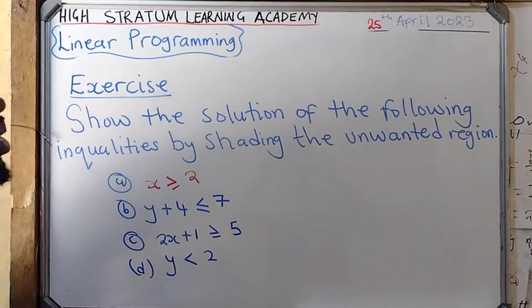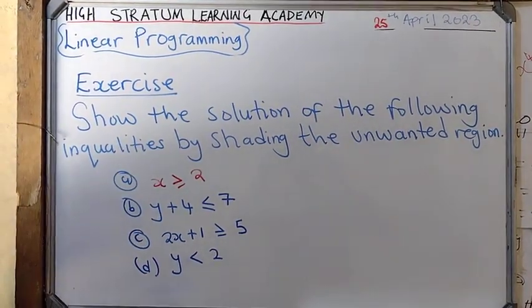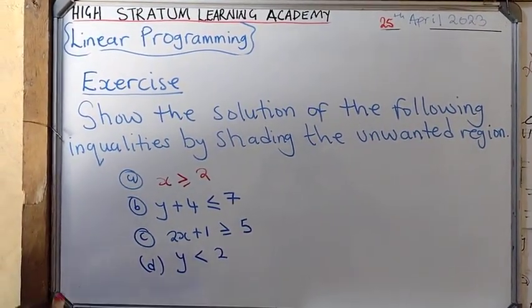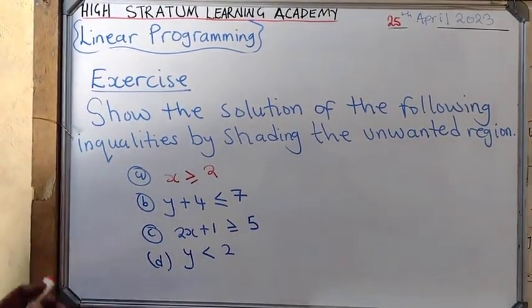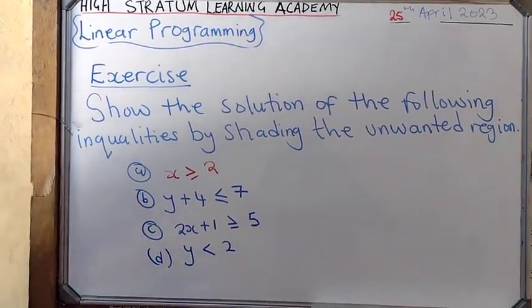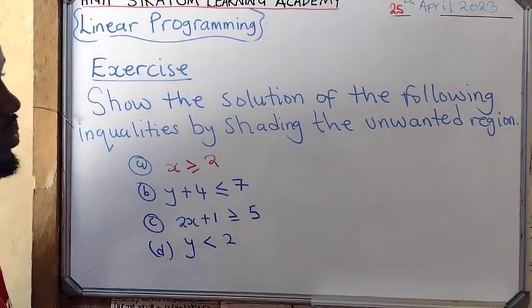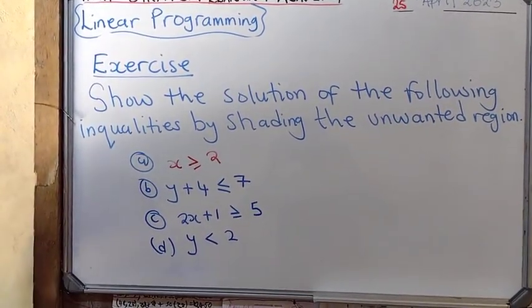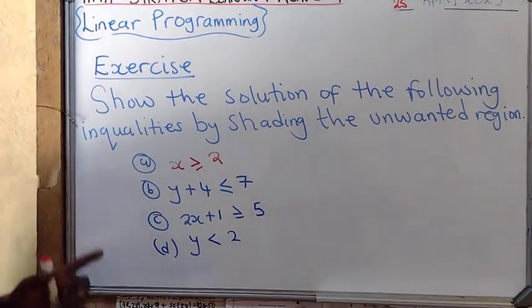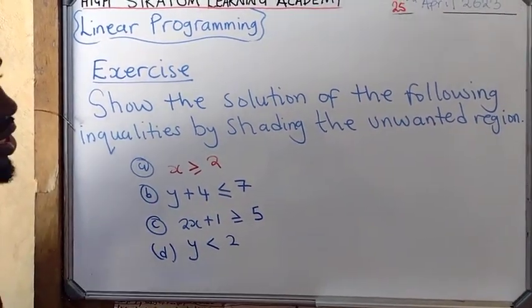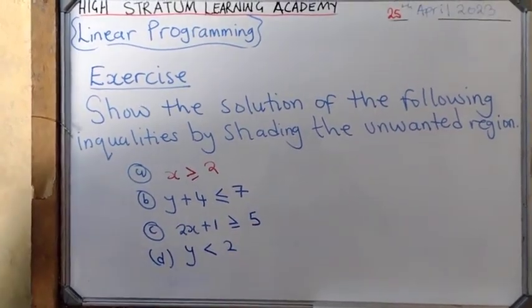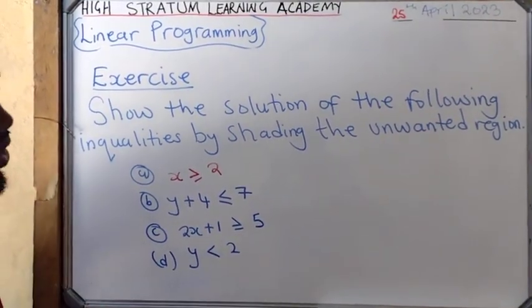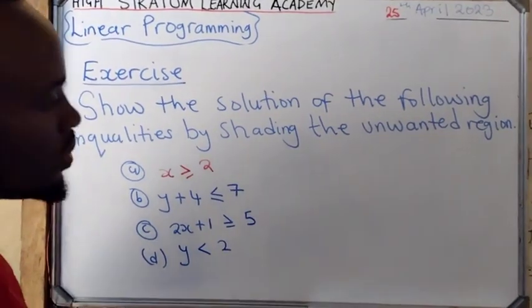So just a quick sum up: we have said linear programming normally deals with the maximization and minimization of certain linear functions which are subject to constraints. These constraints, we call them inequalities or equalities. And we said inequalities are mathematical sentences that use symbols such as less than or equal to, greater than or equal to.